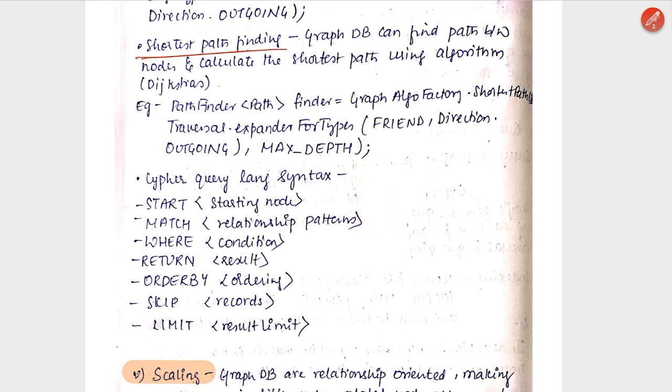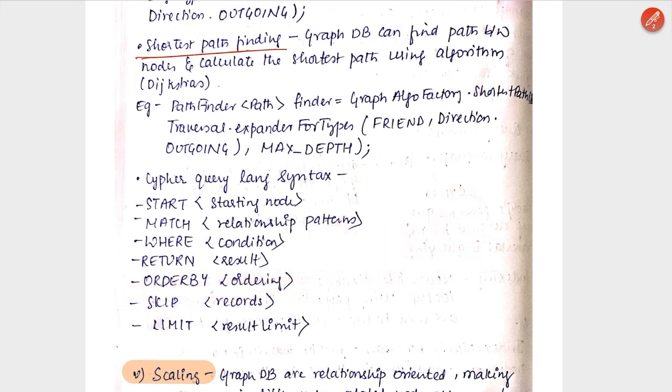Next we have where. Where will specify the filtering criteria for the matched patterns. So it can filter nodes, relationships, or properties using conditions like equality, comparison, logical operators, all those things, equal to, less, greater. Then we have return. Return will specify what data to return from the query, either it is node or relationship or any specific parameter has to be returned.